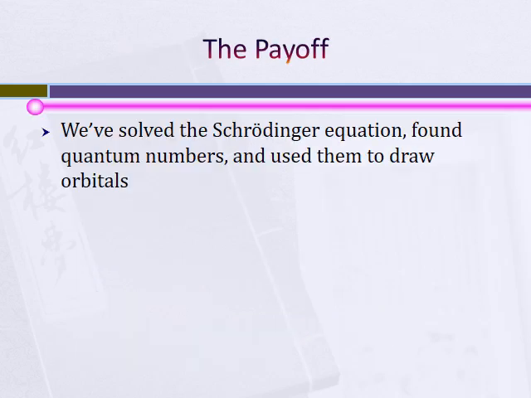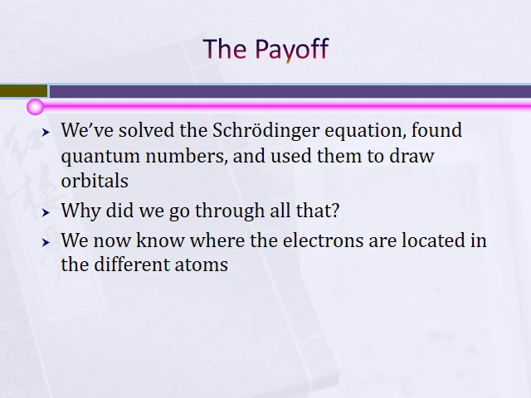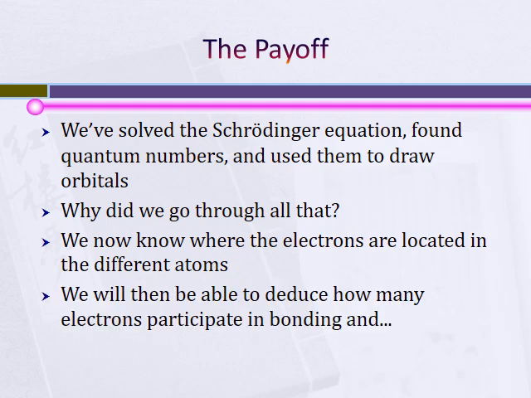So we've solved the Schrodinger equation, we've found the quantum numbers, and we've seen how the quantum numbers convert to the orbital information. We went through all that because we want to know where electrons are located in the atoms, and more importantly, how they bond, which electrons participate in bonding, and what kind of bonds an atom makes. All of this starts with knowing the orbitals and knowing where the electrons are located.